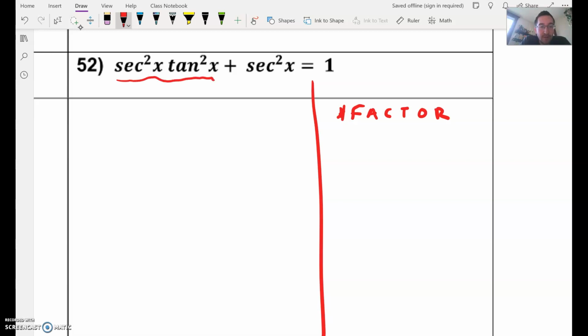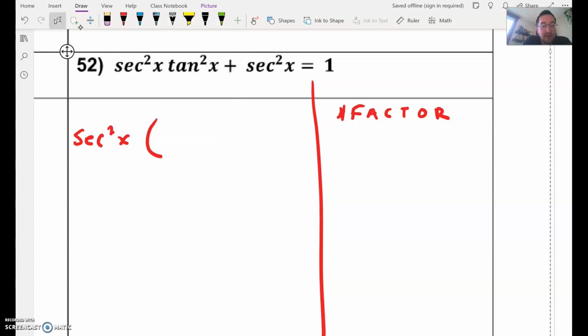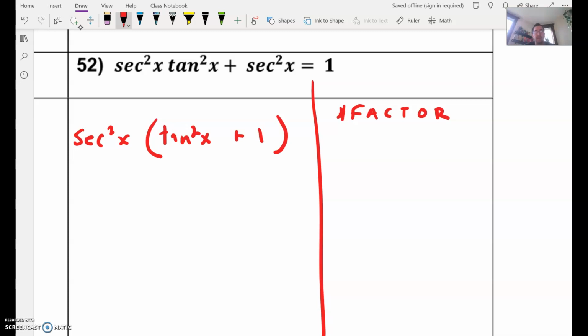This term and this term, they share a GCF. They share a secant squared, so we need to pull out that secant squared, which would leave behind a tangent squared plus 1. Let me pause there. I just factored out a GCF. It's like reverse distributive property, right? If you don't believe me, remultiply that, and you'll be right back at the beginning. Okay, but we factored that out. Now, tangent squared plus 1.